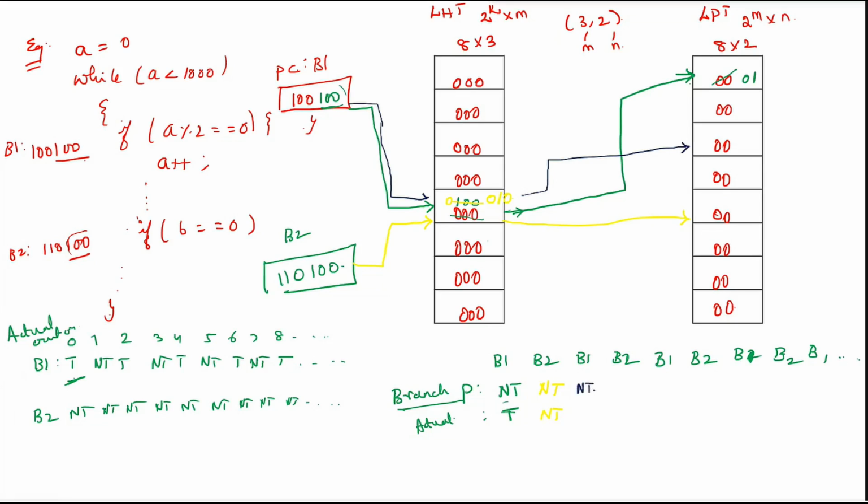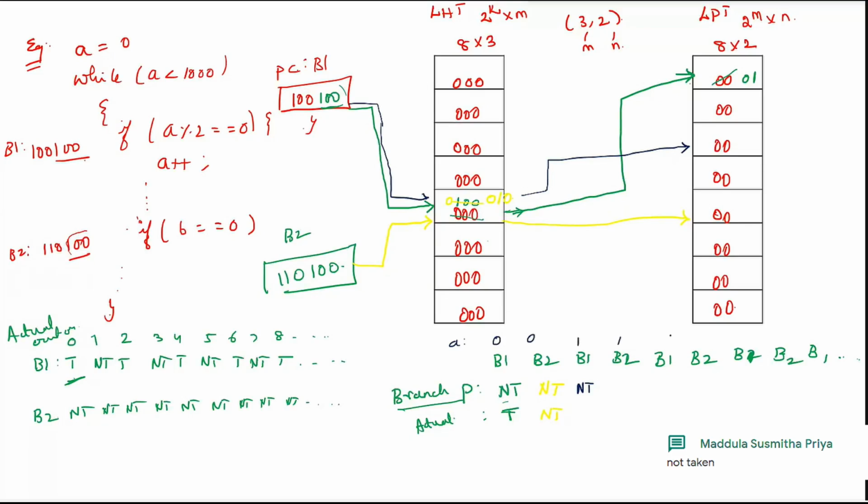But actually, what is the actual case? Will the branch be taken or not? Not taken. B1, what happens? What is the value of A? Means I write it. Not taken, ma'am. Okay, here the A value is 0, 0.